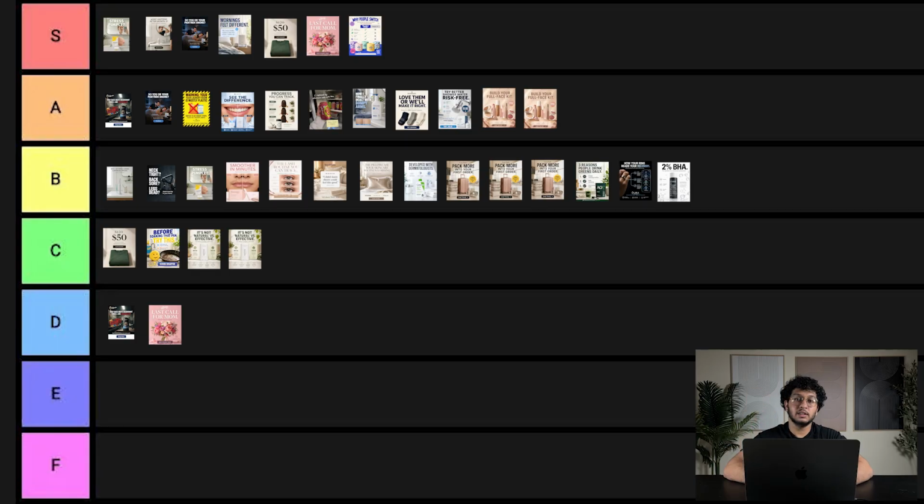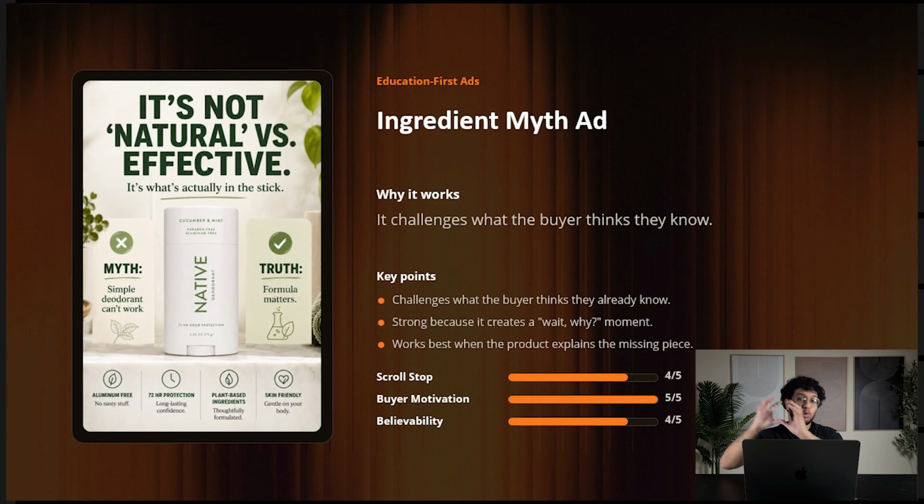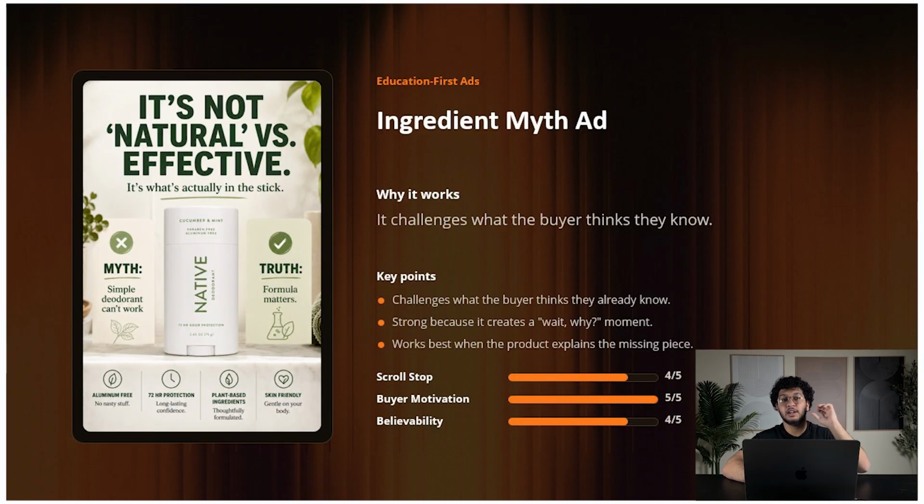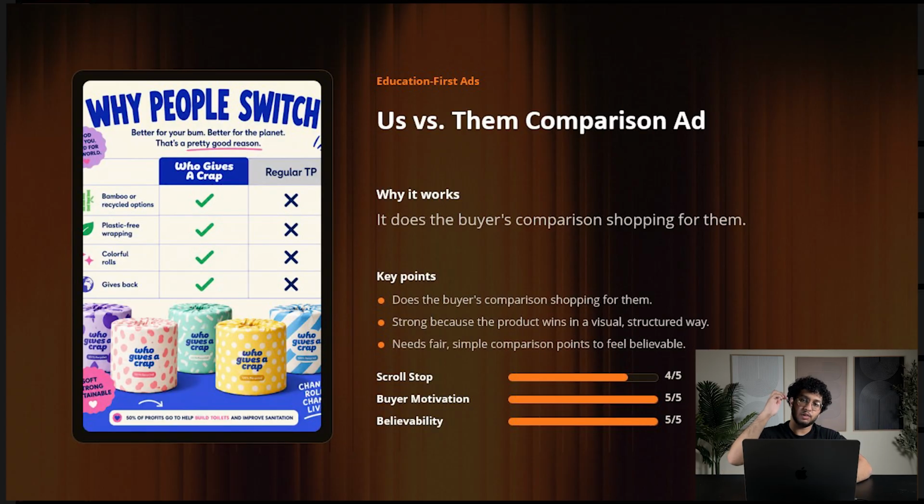This is C tier. It can create a good wait, why moment, but it's also easy to overcomplicate. If you're telling someone their current ingredient is not working, then you need a clear and credible explanation. Otherwise, it feels like the brand is inventing a problem. So I like the idea, but it's very fragile. C tier. Next is the us versus them.